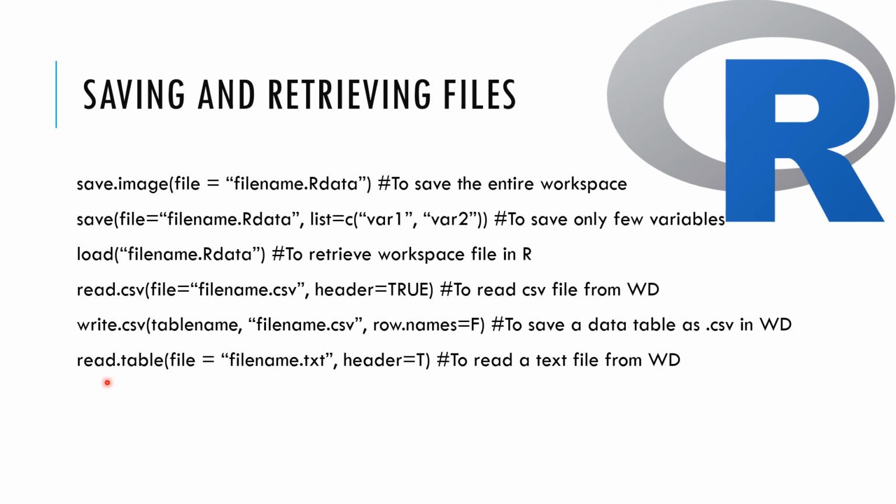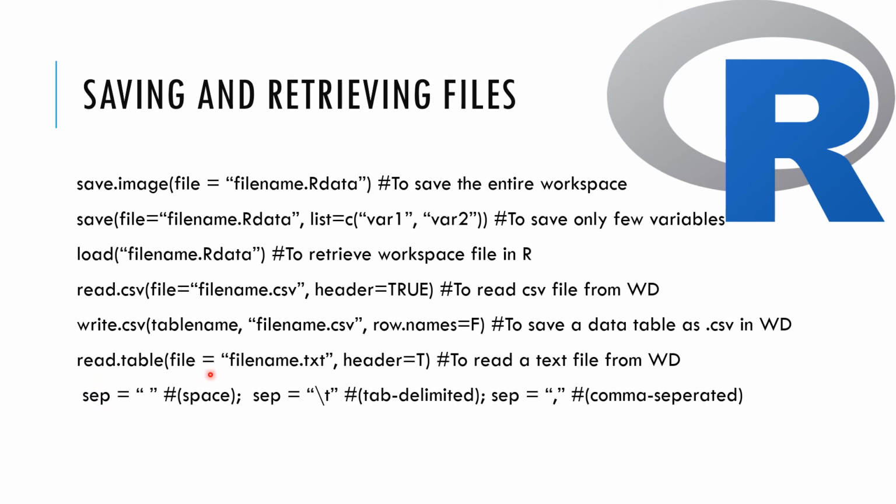Now if you want to read a text file, you can use the function read.table and the file name, and then header true or false. In this there is another argument, which is sep. Suppose in the text file the values are separated by space, you don't need to mention this. If they're tab delimited, then you need to mention it, because by default it is a space. If it is tab delimited or comma separated, then you need to mention this argument inside this. If it is tab delimited, then this option. If it is comma separated, then this option.